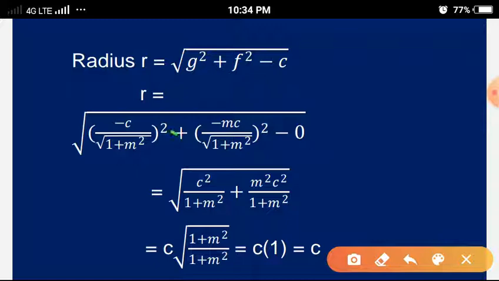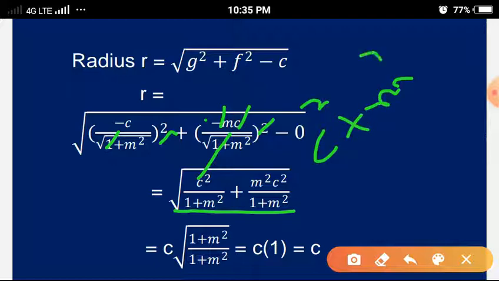Square and root will be cancelled. Here also square and root will be cancelled. Minus square is equal to plus, that is c square divided by 1 plus m square plus m square c square divided by 1 plus m square. By taking LCM, we get 1 plus m square as the LCM. Here 1 plus m square are same. Then the coefficient is here only c square. Here also m square c square. Here we will get c square plus m square c square.